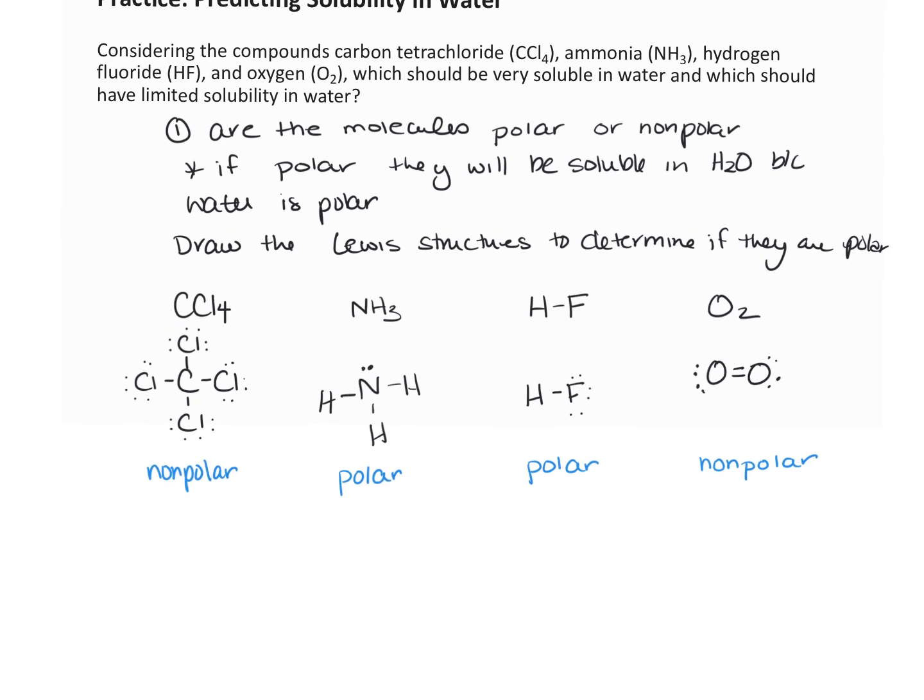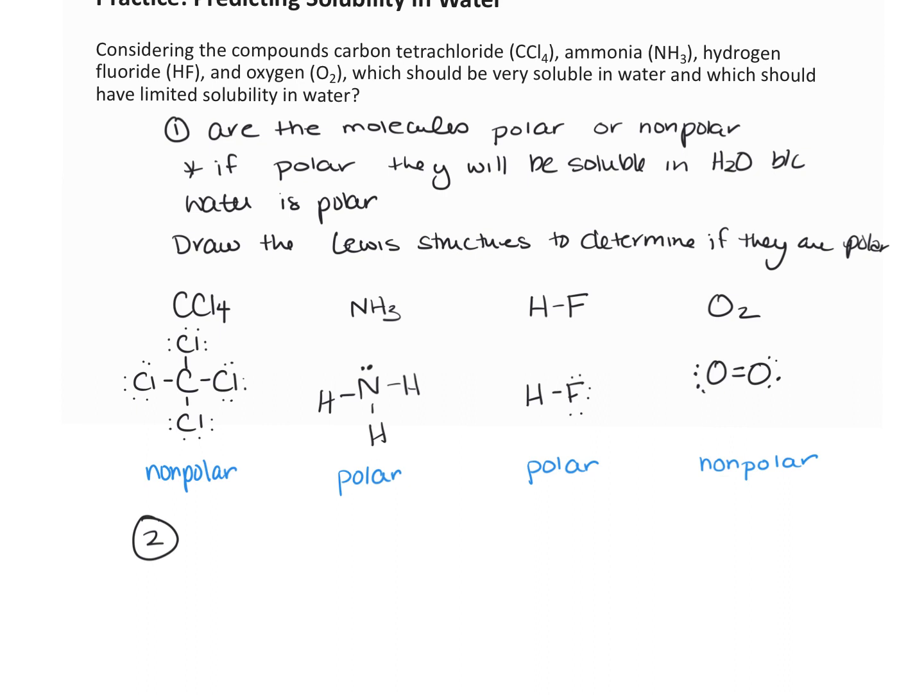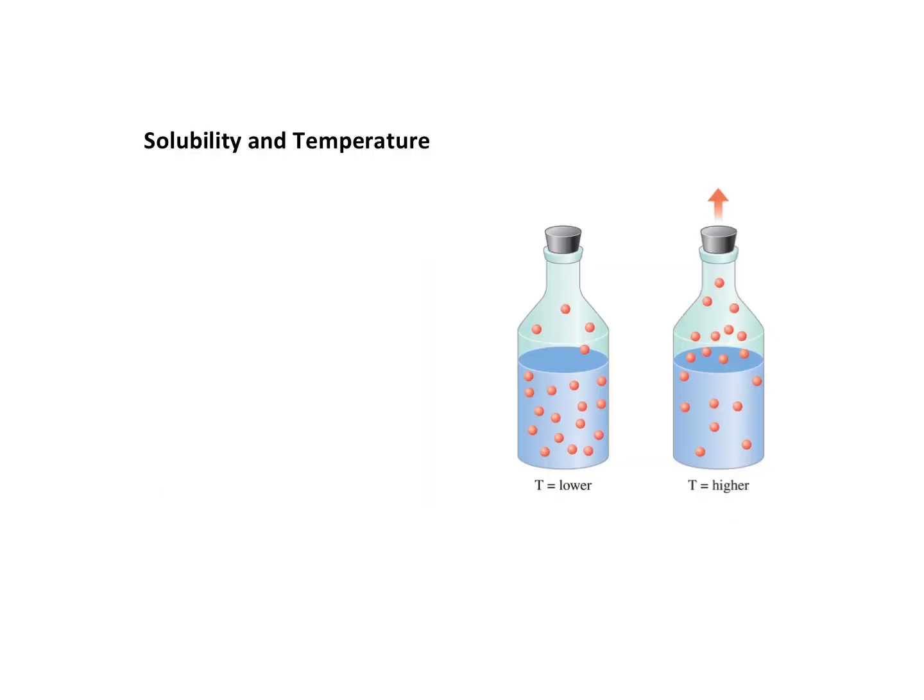So using this information, step 2, we can determine what should be soluble in water, and the polar things are going to be soluble. So NH3 and HF should be soluble in water. Okay. And so we can use Lewis structures and the polarity to figure out if things are water soluble or not. Now, let's talk about solubility and temperature for just a second, right?